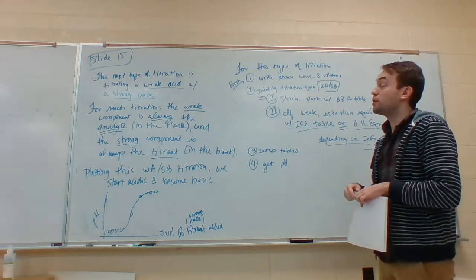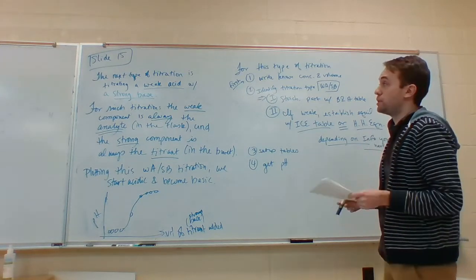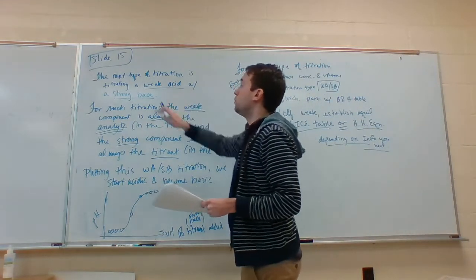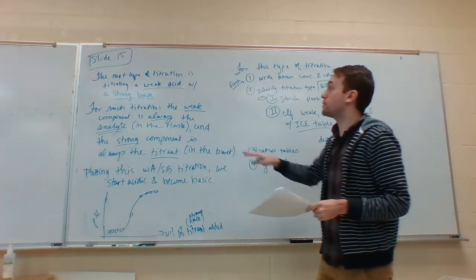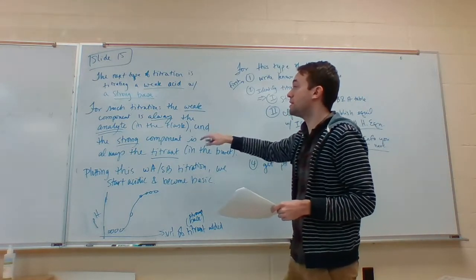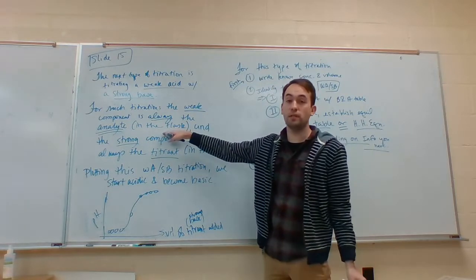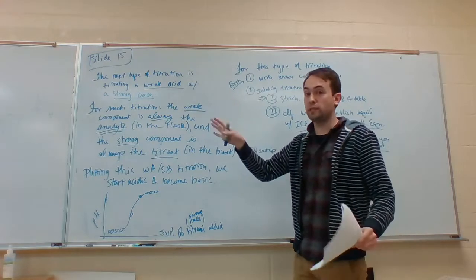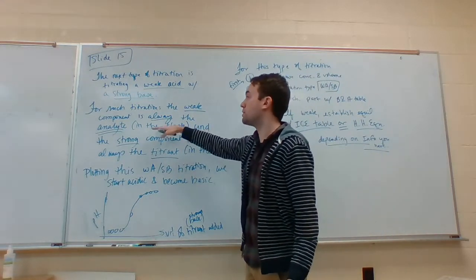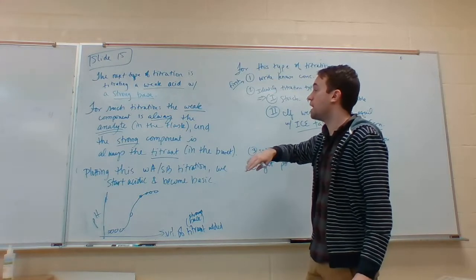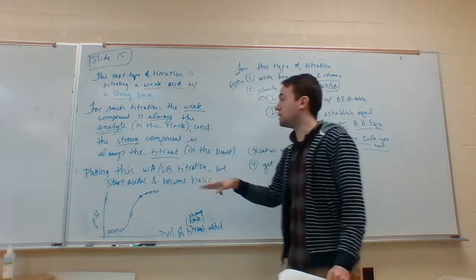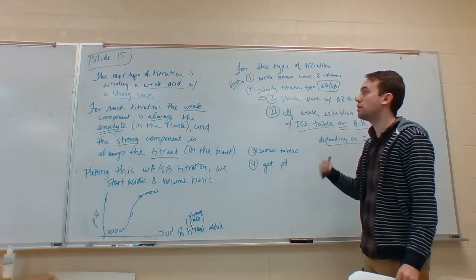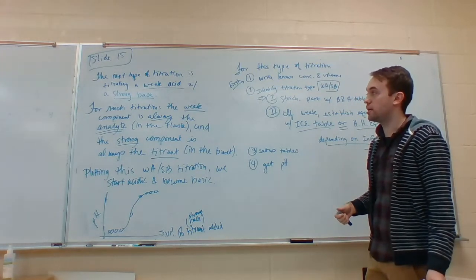All right, students. So the next type of titration that I wanted to talk with you all about is the titration involving a weak acid with a strong base. For such titrations, the weak component is always the analyte. That's the one that goes in the flask. Whether you have a weak acid or a weak base, either of the weak components always goes into the flask. And the strong component is always the titrant. It goes in the burette. So strong goes in the burette, weak goes in the flask.